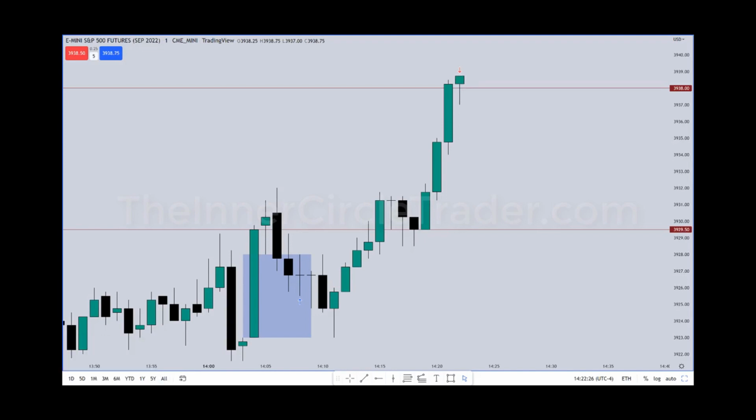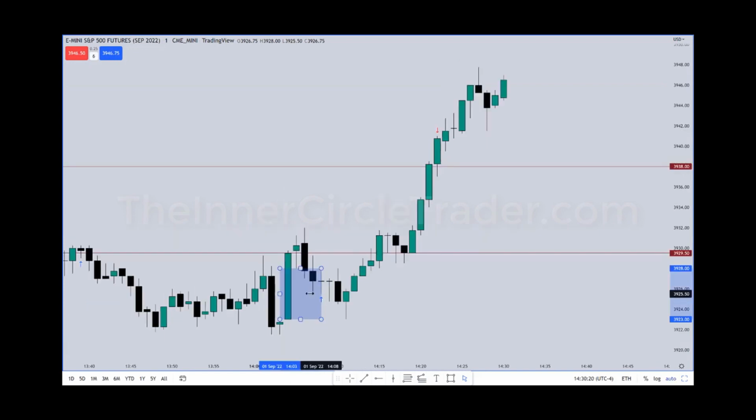And just going to see if we can get some follow through going into 39.50 level. Give this recording a little bit of time. We'll come back to this.